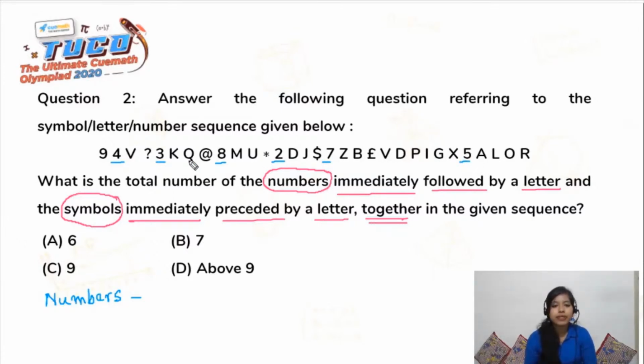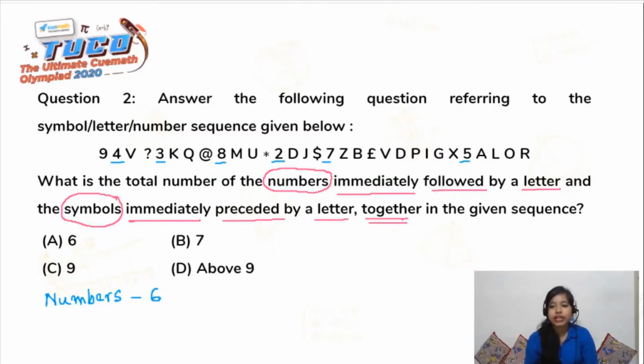So how many numbers did we figure out? 1, 2, 3, 4, 5, 6, right? So are all of these being followed by letters? Yes, all of these are being followed by letters. That's 4, which is being followed by V, 3 being followed by K, 8 being followed by M, 2 being followed by D, and 7 being followed by Z, and 5 being followed by A. So we have in total 6 numbers.